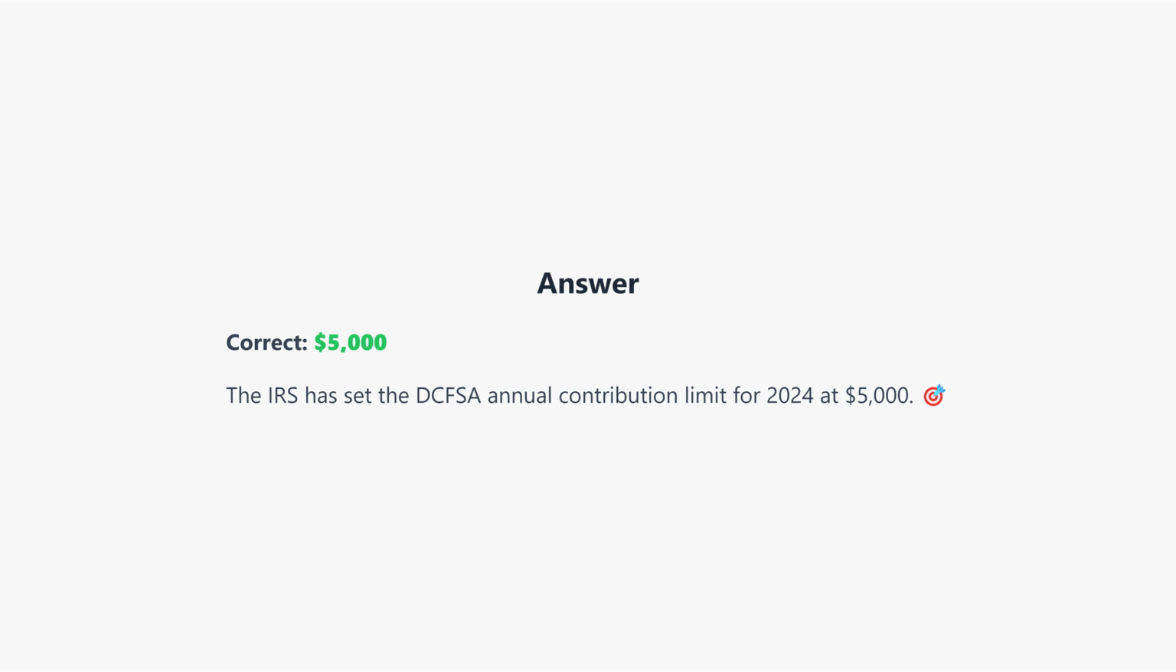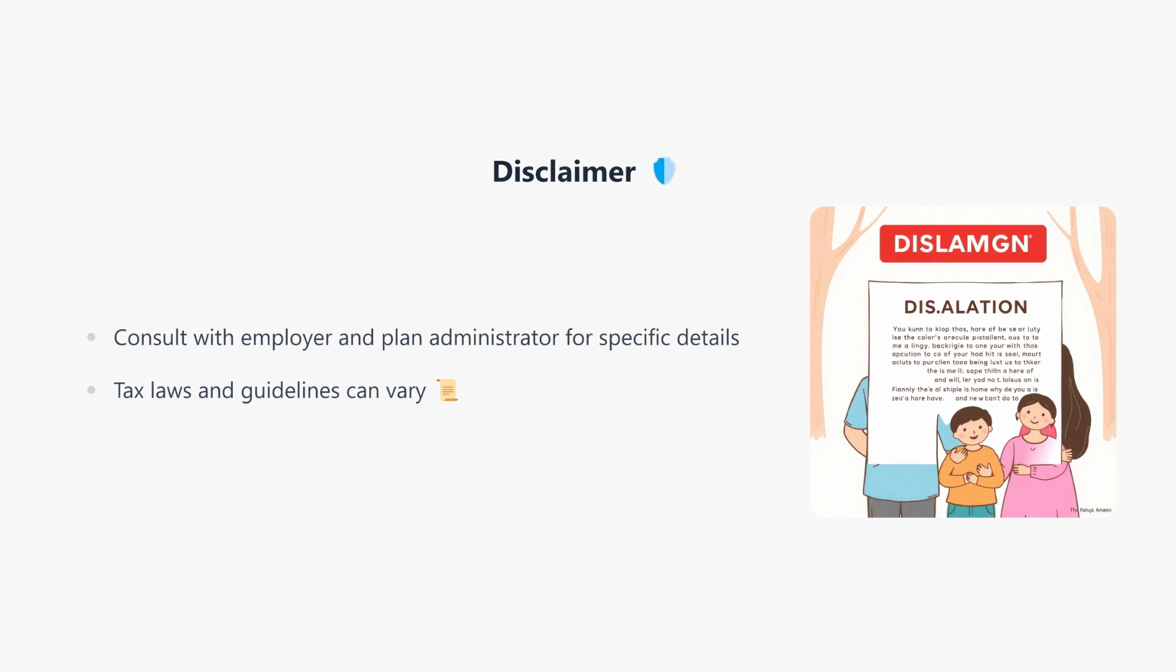The correct answer is $5,000. The IRS has set this contribution limit for the year 2024. We have a brief disclaimer. It's important to consult with your employer and plan administrator for specifics regarding your DCFSA. Tax laws and guidelines can vary, and this information is intended to provide general guidance.